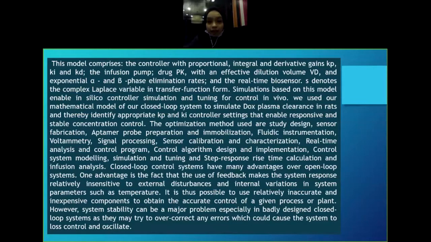One advantage is the fact that the use of feedback makes the system response relatively insensitive to external disturbance and internal variation in system parameters such as temperature. It is thus possible to use relatively inaccurate and inexpensive components to obtain accurate control of a given process. However, system stability can be a major problem, especially in badly designed closed-loop systems, as they may try to overcorrect an error, which could cause the system to lose control and oscillate.